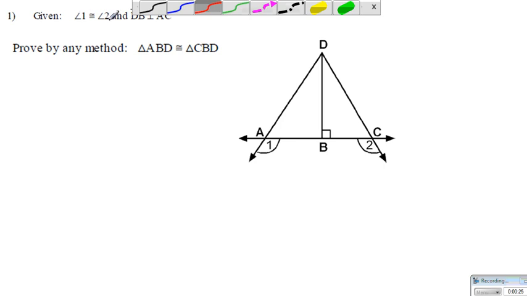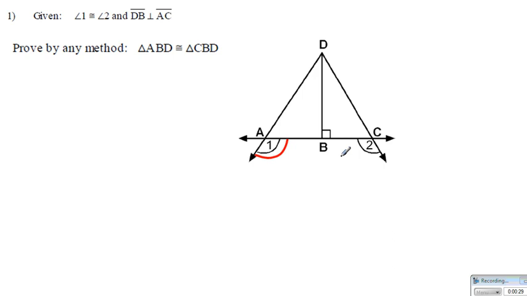Angle 1 and angle 2 are congruent. So here, this one angle is congruent to this angle. Okay, that's one thing that we know. And second, BD is perpendicular to AC. So here we have a right angle. That means another right angle right over here. Now the next one is we need to somehow show that triangle ABD is congruent to triangle CBD.